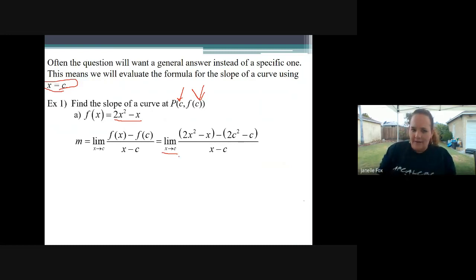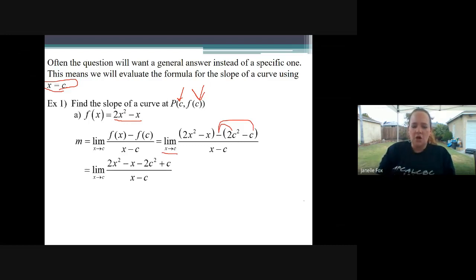It is the beginning of our math sentence, and you must put this part in. So the limit as x approaches c of 2x squared minus x, that's f of x, minus 2c squared minus c, that's f of c, all over x minus c. We are, in fact, going to distribute this negative as well as probably rearrange this, okay?